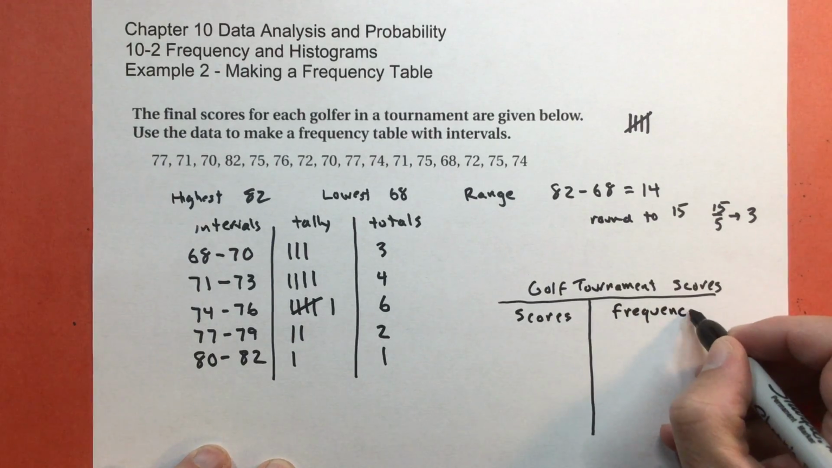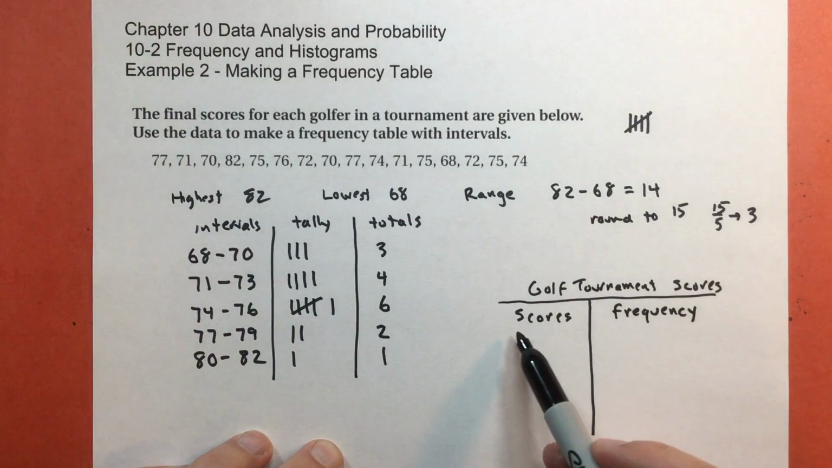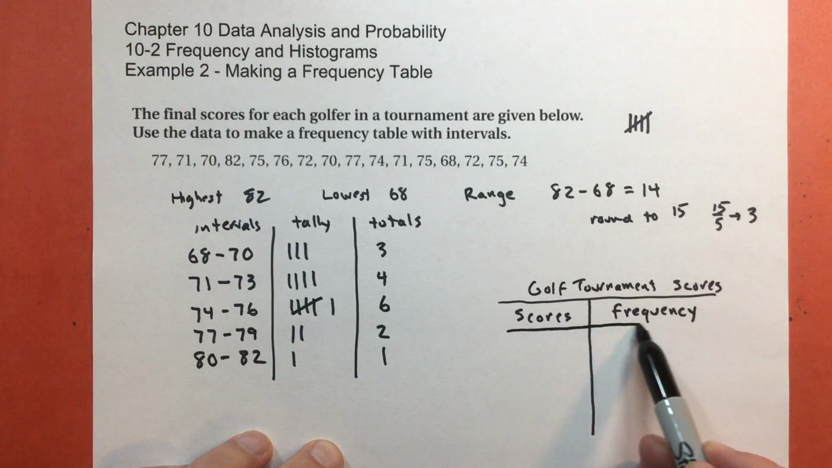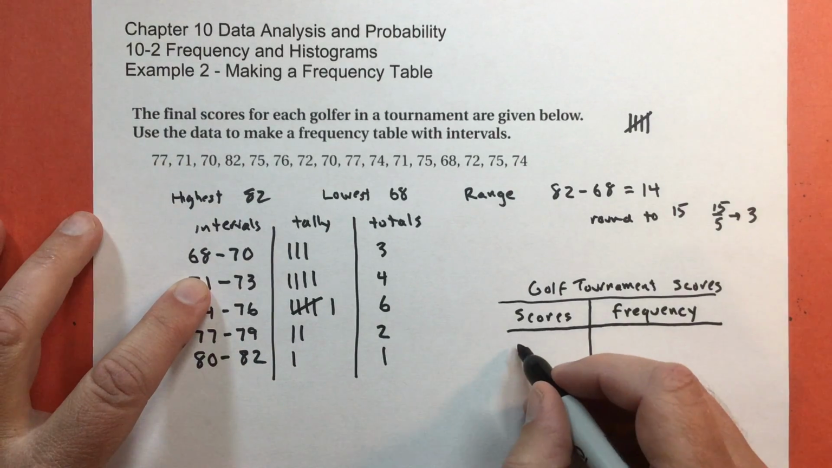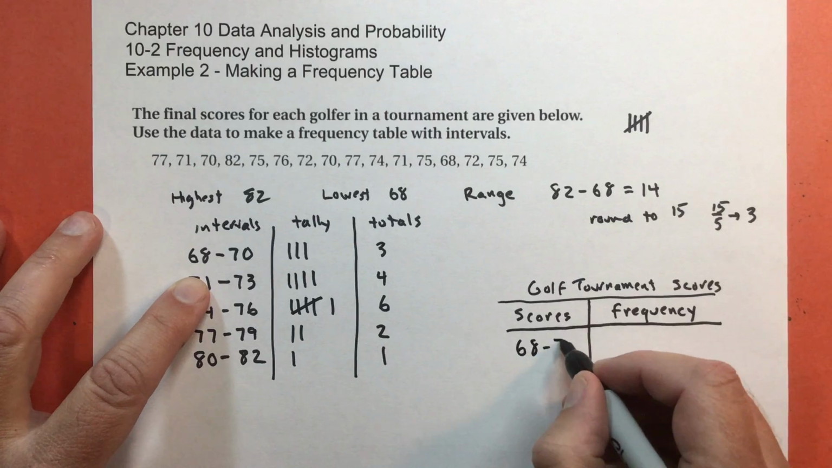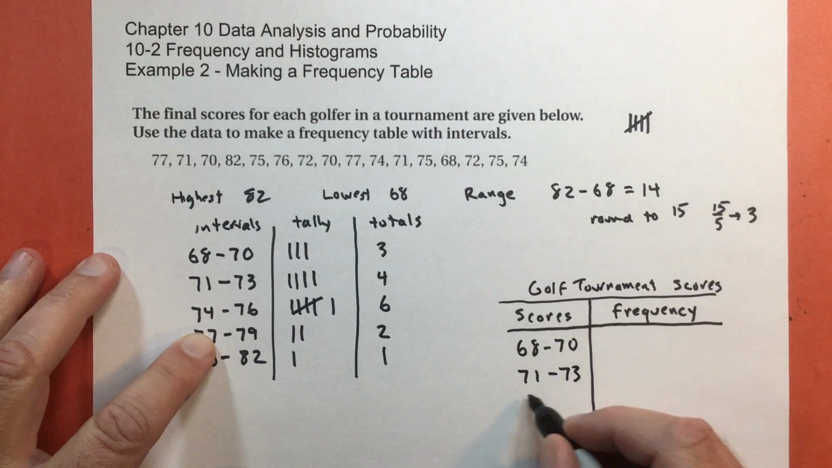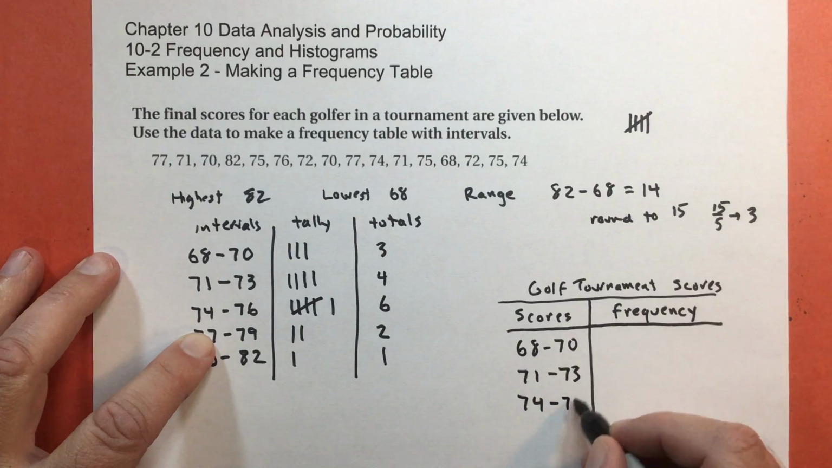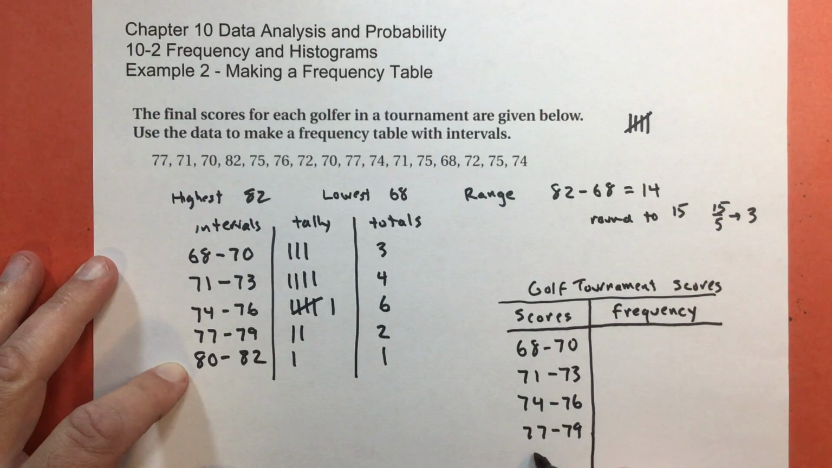Frequency is a way of saying how many times does something happen within a certain group. So I'm going to copy my scores here. 68 to 70, 71 to 73, 74 to 76, 77 to 79, and a little bit more, 80 to 82.